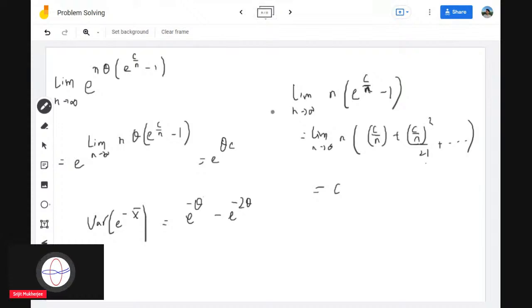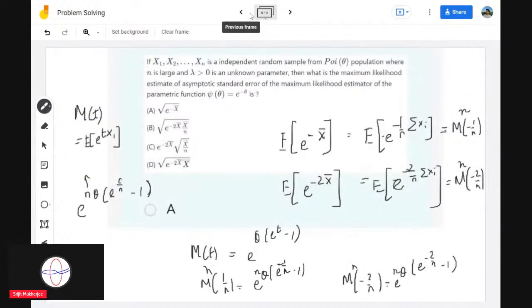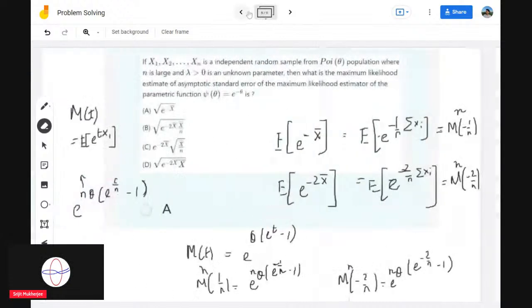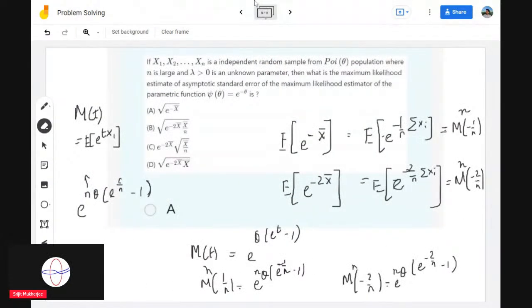Is it coming out to be 0? No, I guess. The variance is coming out to be 0, guys. Can you just check?